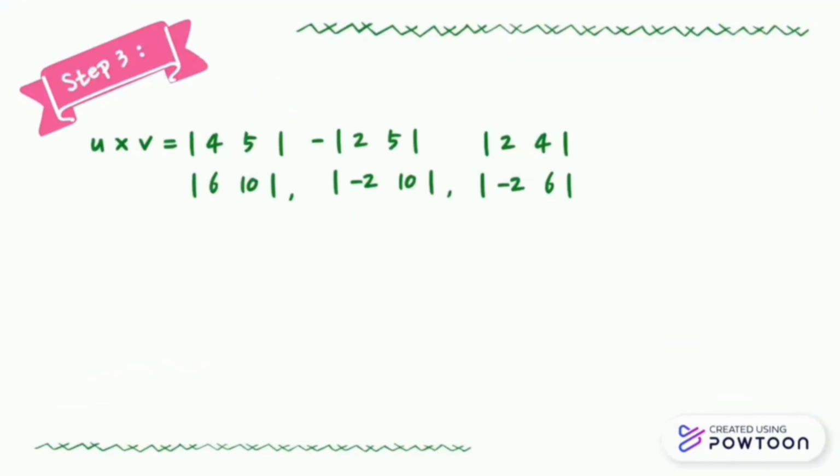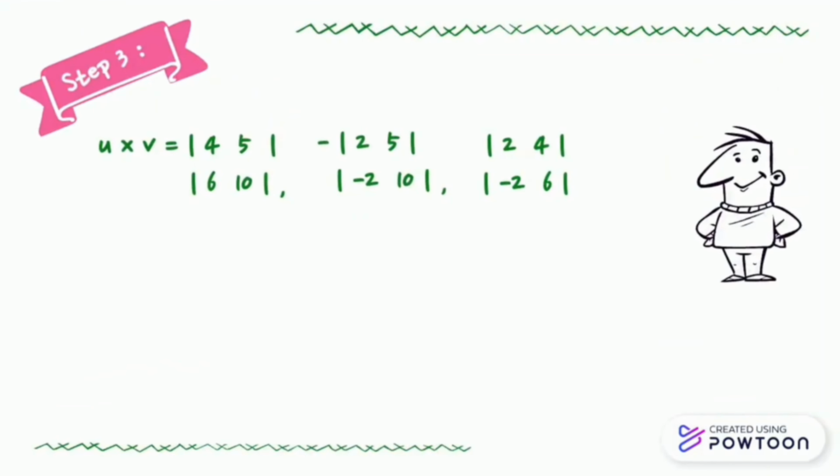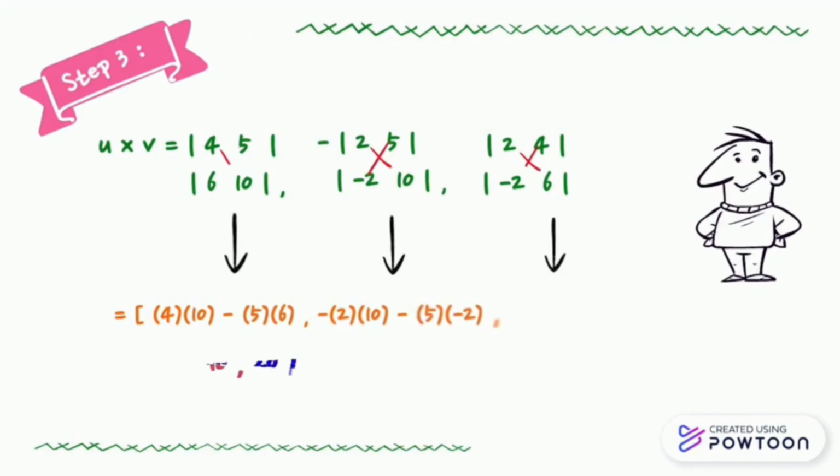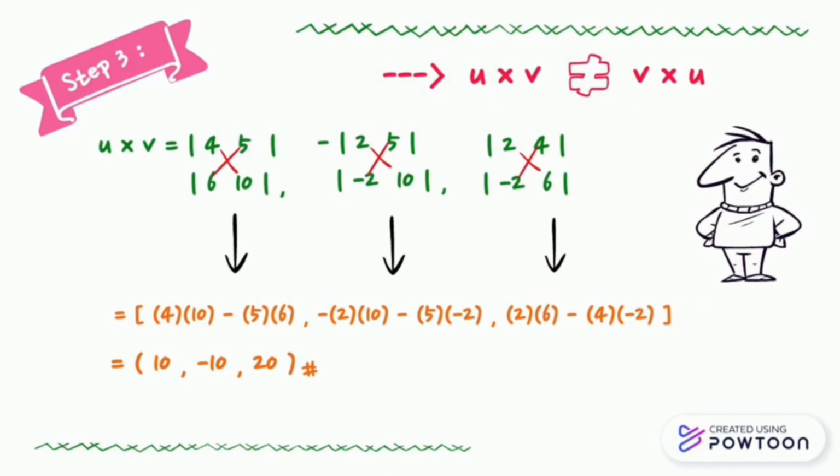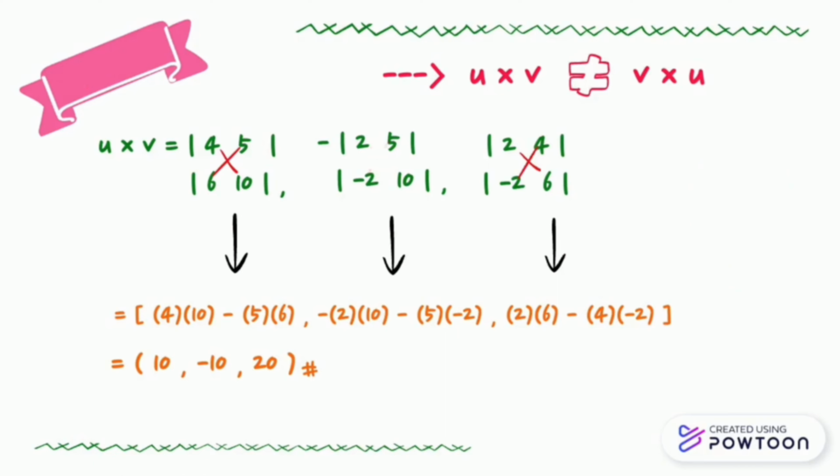For the last step, which is step 3, we solve these new matrices the same way as finding a determinant. For those who are not familiar with determinants, to solve the first matrix is 4 times 10 minus 5 times 6. You can try to solve the next 2 matrices the same way as the first matrix. And finally, we will get the answer for the cross product of u cross v. Urgently, I want to remind you that the cross product u cross v is not the same as v cross u. Okay, that's all from me.